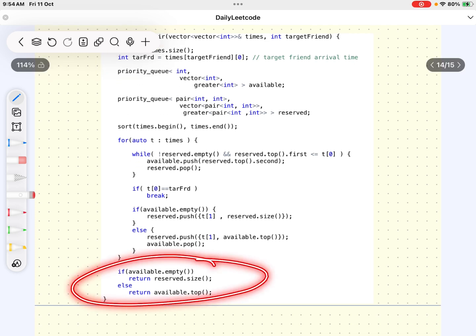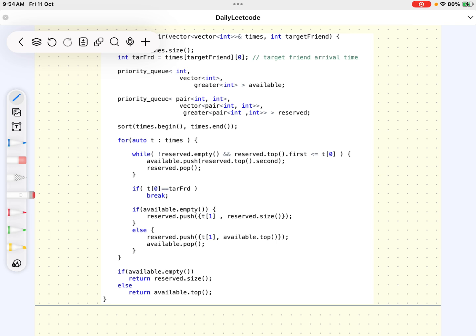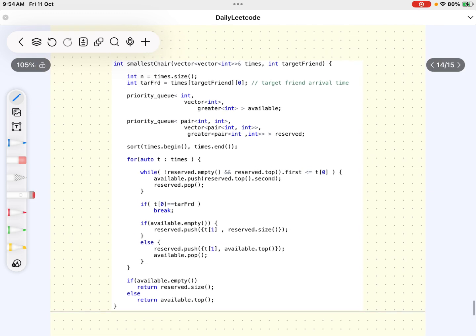And at last, when available is empty, we're gonna return reserved size, and if it is not empty, we will return the top of available. So this is how we're gonna solve this question.